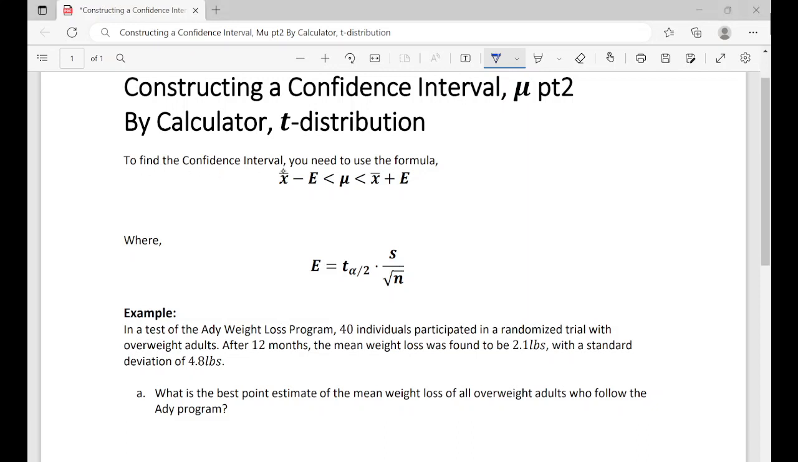To find the confidence interval, you need to use the formula x bar minus the margin of error is less than mu is less than x bar plus the margin of error. And this formula here is the formula for the margin of error: t sub alpha over 2 times the sample standard deviation over the square root of n. In this video, we're actually going to be using the calculator, but if you want to do it by hand, you'd have to use these two formulas to find the confidence interval.